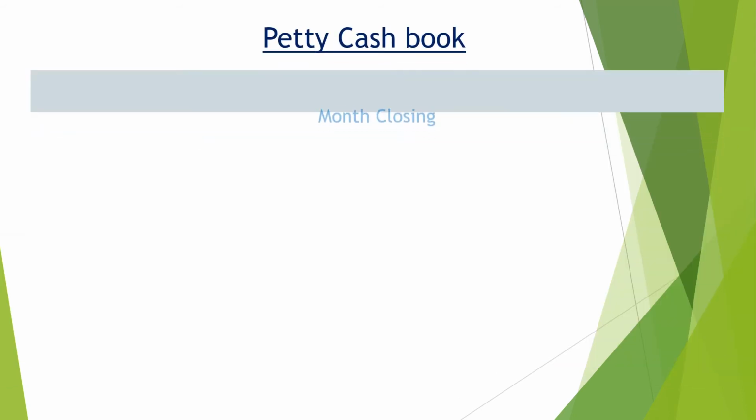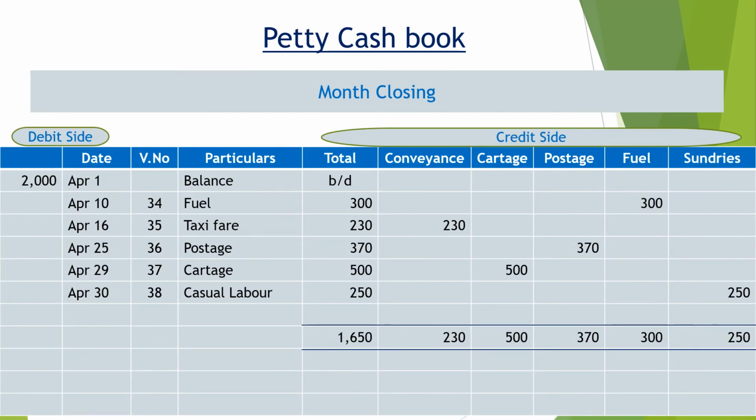Now we come to the month's closing. At the time of month closing, in a petty cash book, all columns including total column are summed up. All expenses column totals should match the total amount of total column. As you would see, the total of total column is $1,650, while if you sum up conveyance, cartage, postage, fuel, and sundries, it will be the same amount, $1,650 in total.